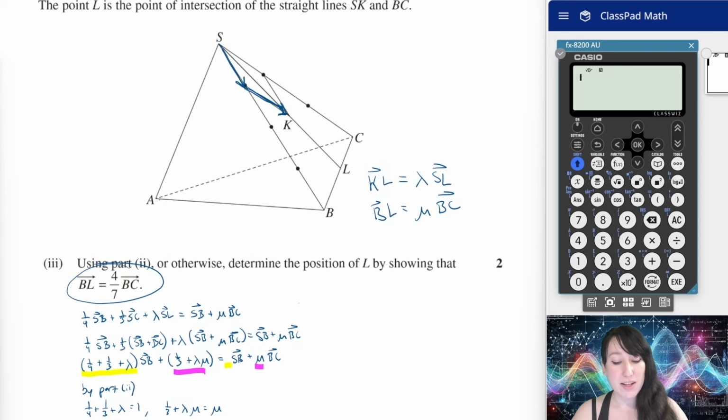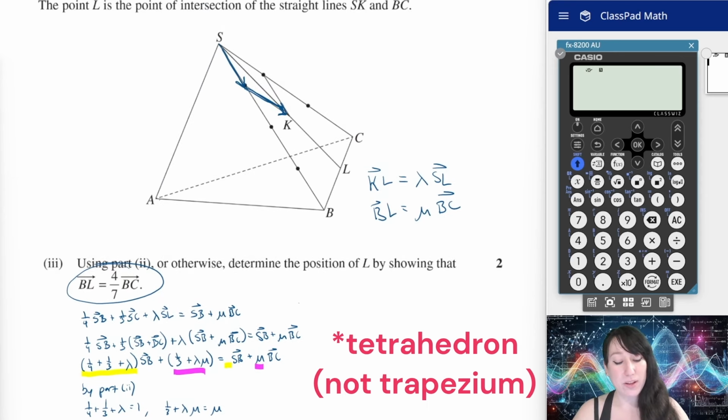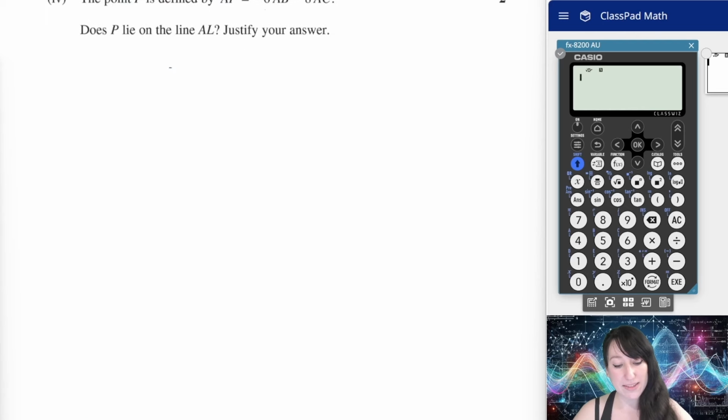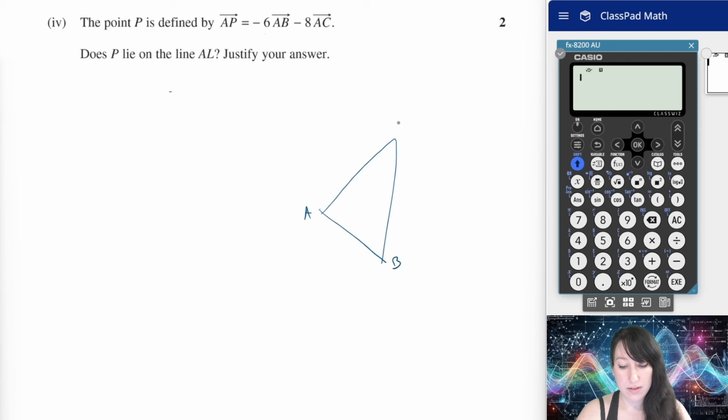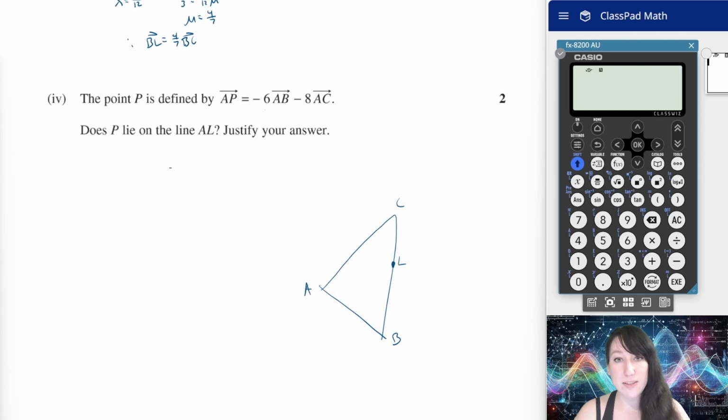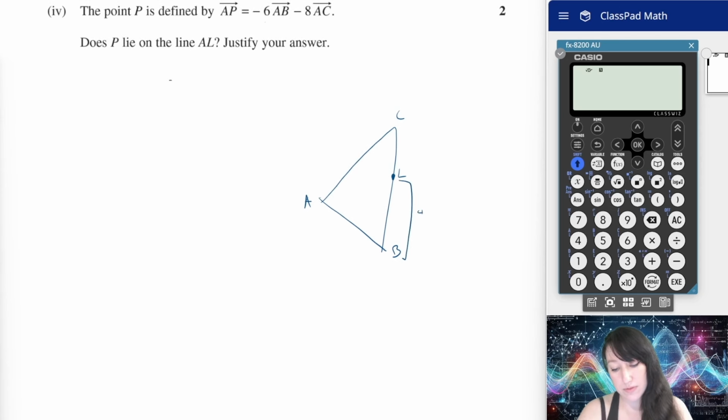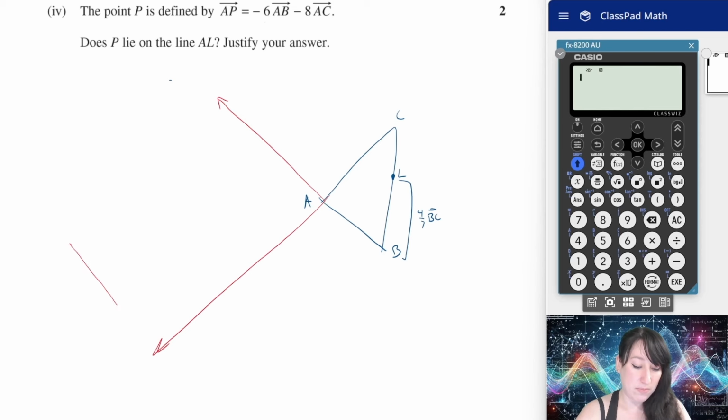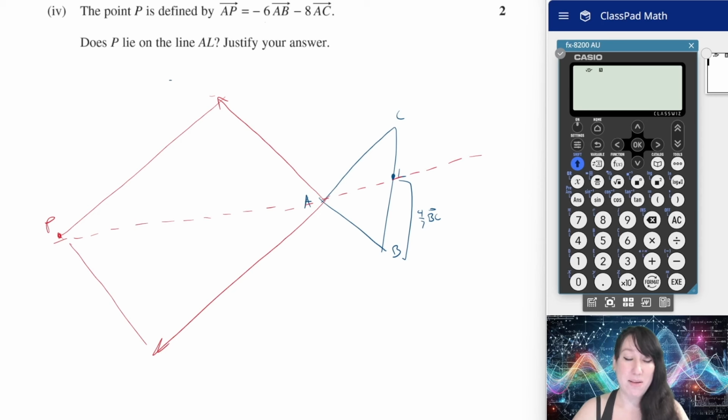So we're only dealing with things that are in the base of this trapezium. So let's draw that triangle, ABC. L is on BC, and we found in the last part that BL is 4/7 of BC. So -6 AB would be going out this way, and -8 AC would be going out this way. And their sum would be here, that's P, and we want to know if P is on the line AL. It's hard to say, my diagram is just a rough sketch, so we're going to have to work that out.